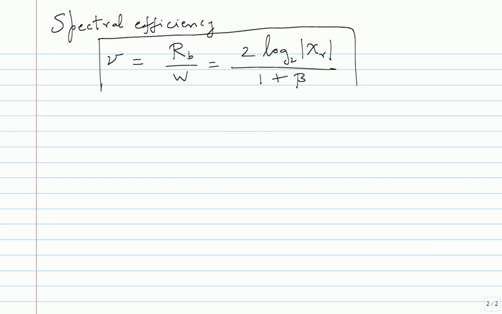So when you do most practical designs, this is an equation you'll use all the time to determine your parameters. Typically there will be a target bit rate and a given bandwidth. You divide R_b by W, you get your spectral efficiency, and then from there you select a suitable beta and a size of your constellation. There might be multiple possibilities, and you have to pick a nice one which works out for you.